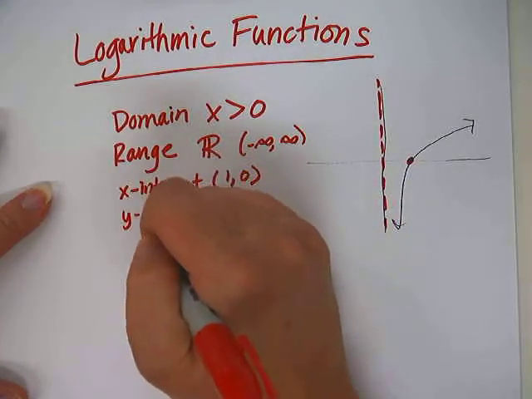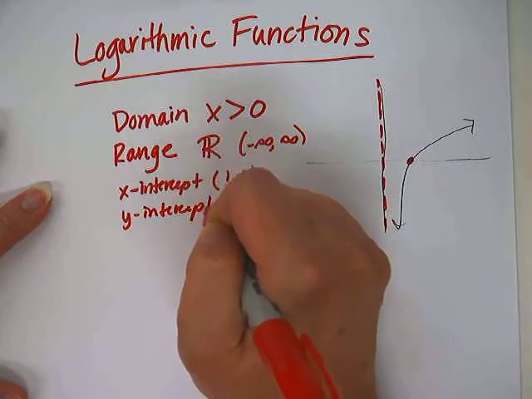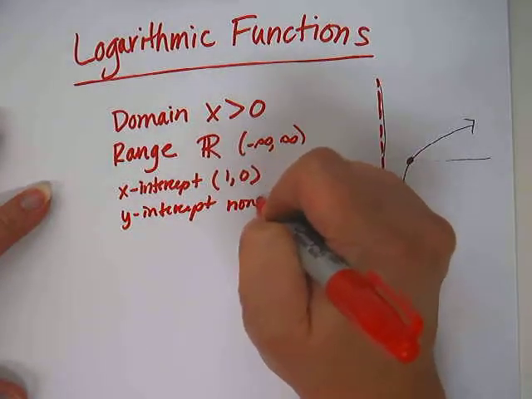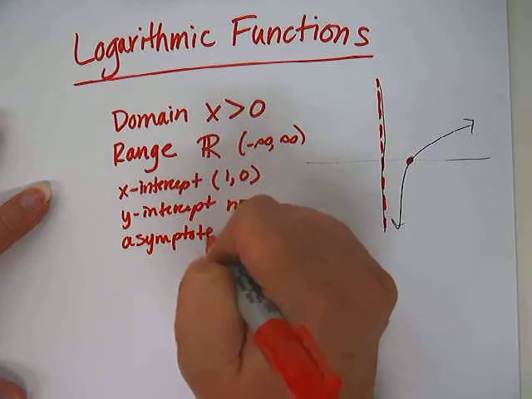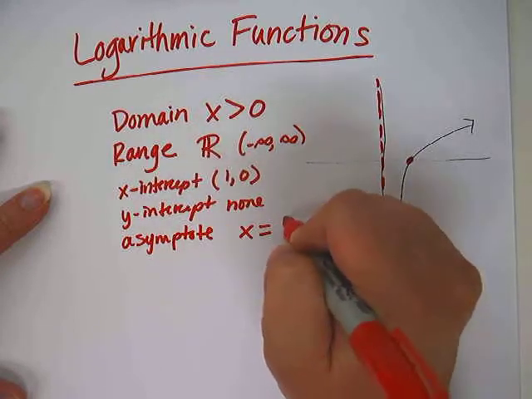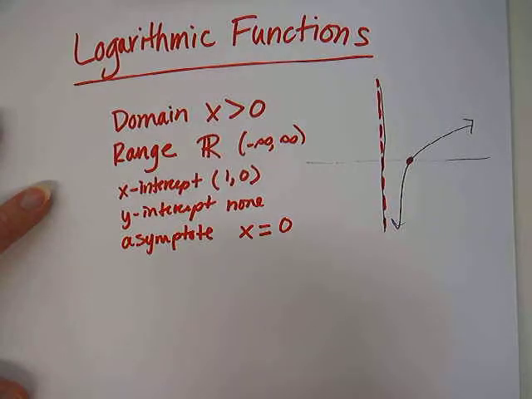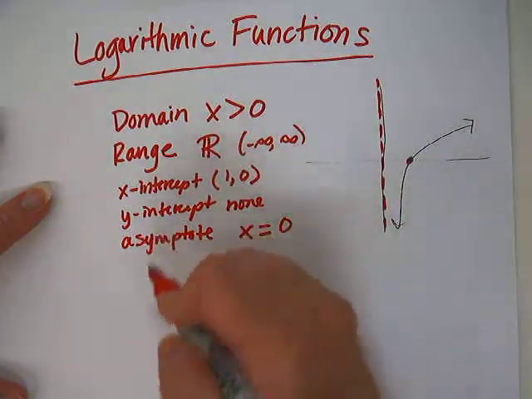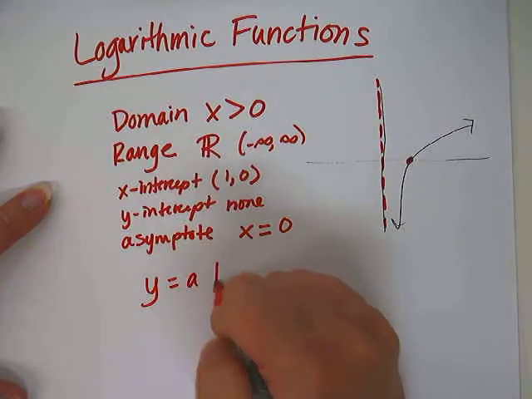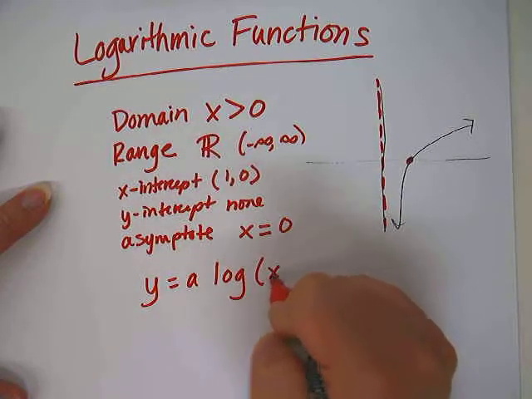Okay, y-intercept. None, because there is an asymptote. Where's the asymptote? X equals 0. Yes.